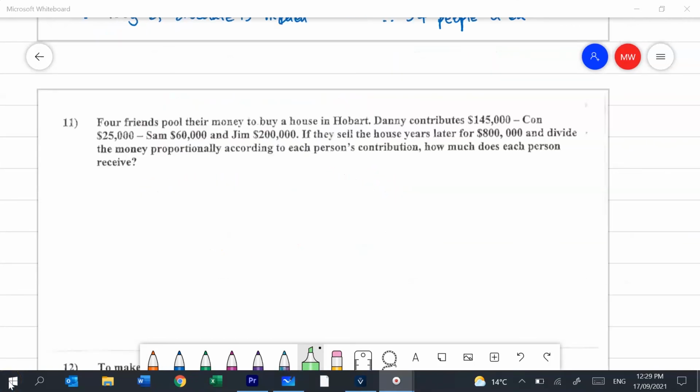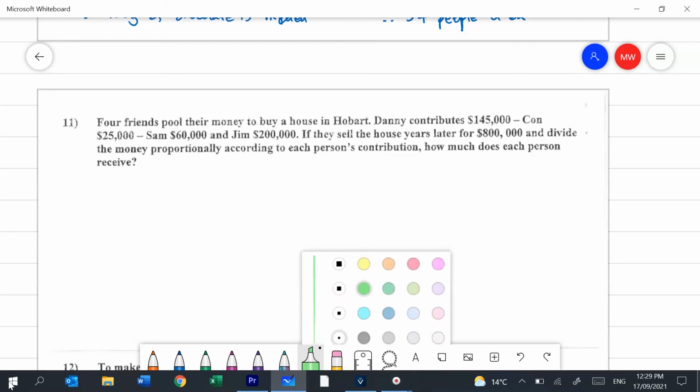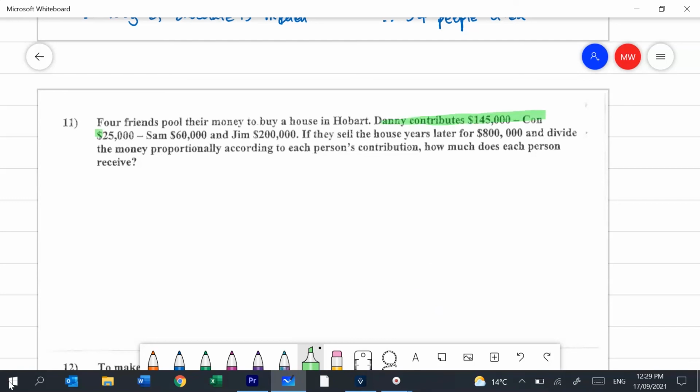Question 11 is quite a detailed and complicated little question, but it's a great example of the overlap between fractions and ratios. So we've got some friends who have bought a house together and they've each contributed different amounts of money, okay? Now, what's happened is the house has gone up in value, so they've made a profit on it. And when they profit, they're going to divide the money up according to how much each person put in at the start. So what we need is we need a ratio. So I'll just pause this and write that out for you.